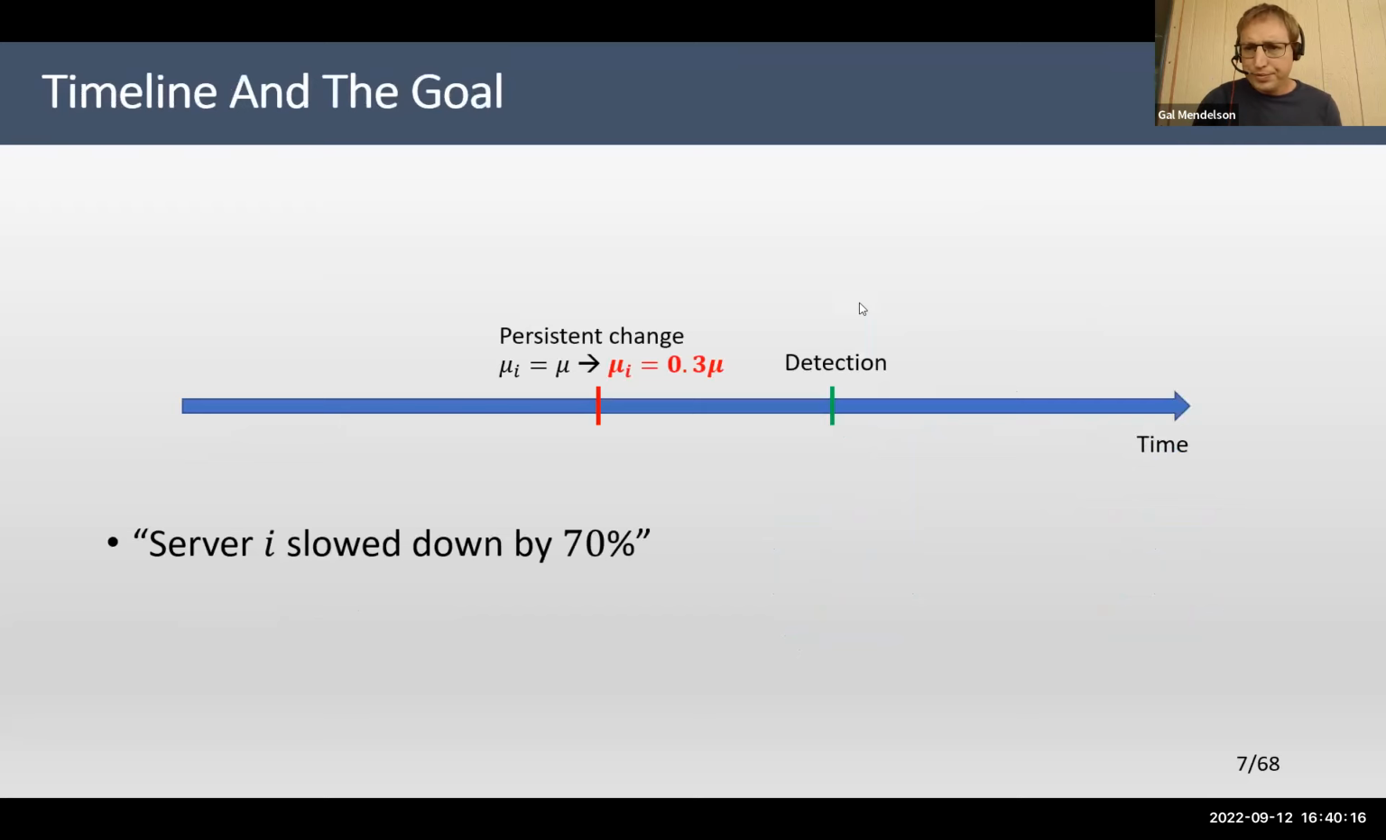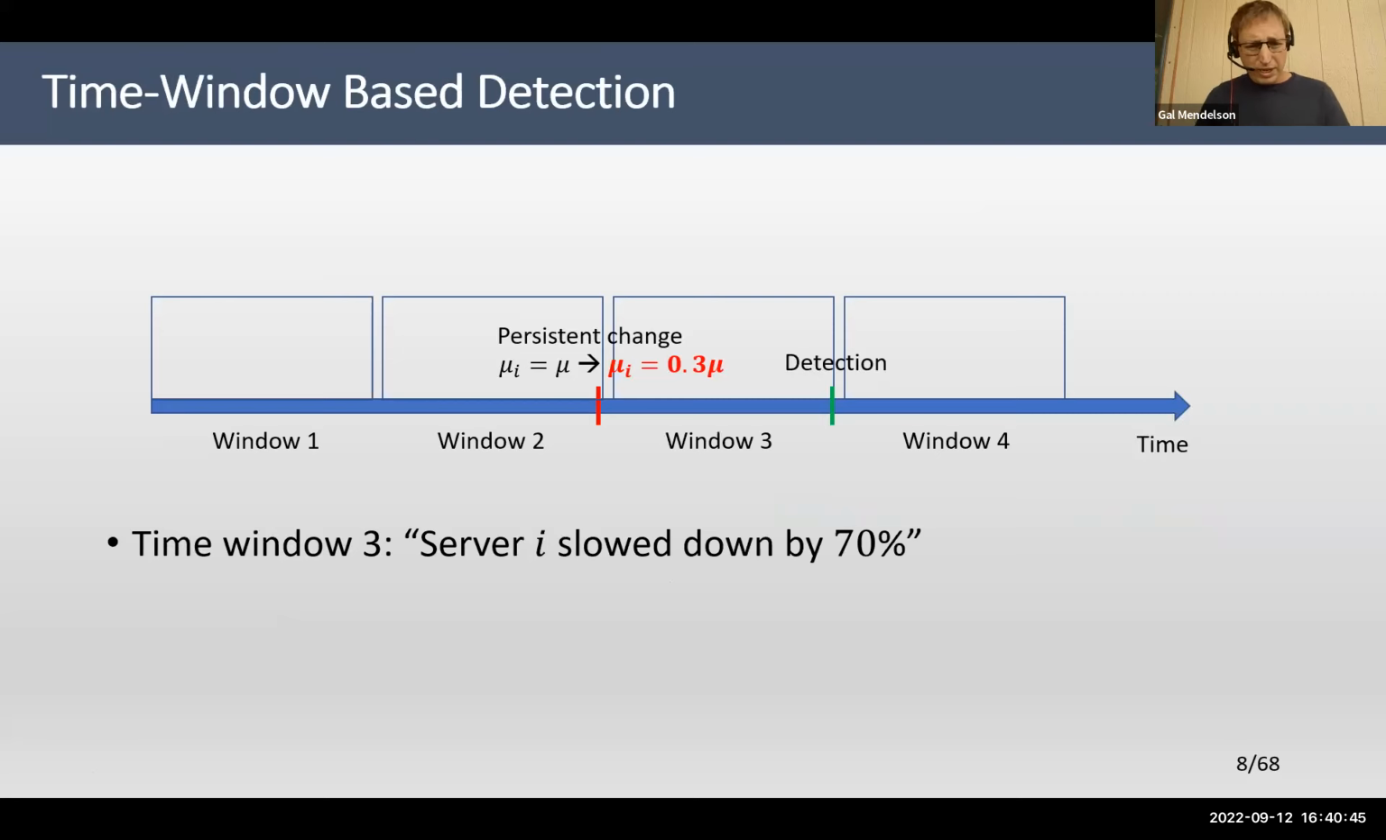So looking at the timeline, the red line here indicates an event at which server i slowed down, where alpha here is 0.3. That means that server i slowed down by 70%. And the green line here, hopefully close to the red, is the detection. We hope to get a notification that server i slowed down by 70% by the green time. The way we look at this is by using window-based detection.